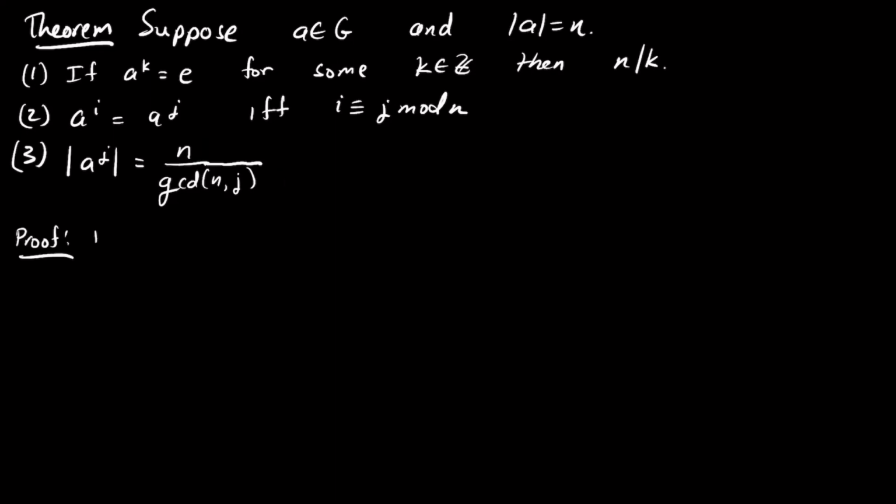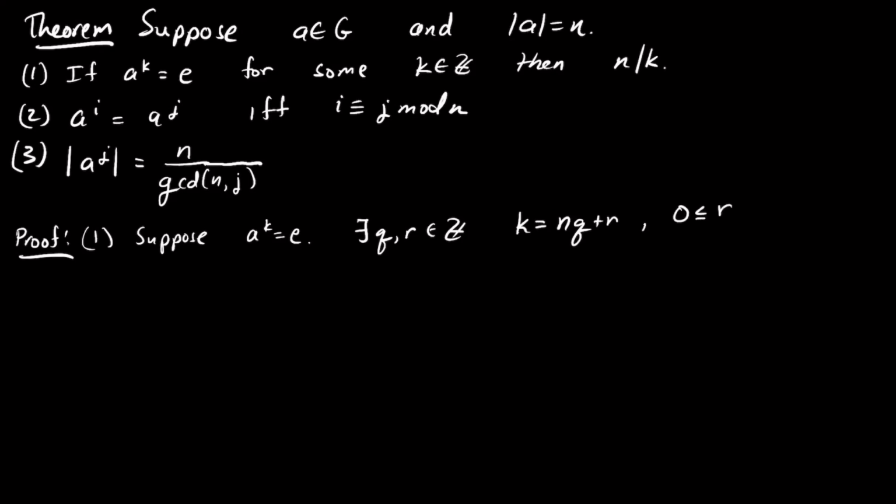So we'll prove 1 first. Suppose that a to the k is equal to e. Well, what do I know? I know by the division algorithm, there exist q and r in Z such that k can be written as nq plus r, and specifically r is bigger than or equal to 0 and less than n. So I'm going to rewrite that power k as nq plus r.